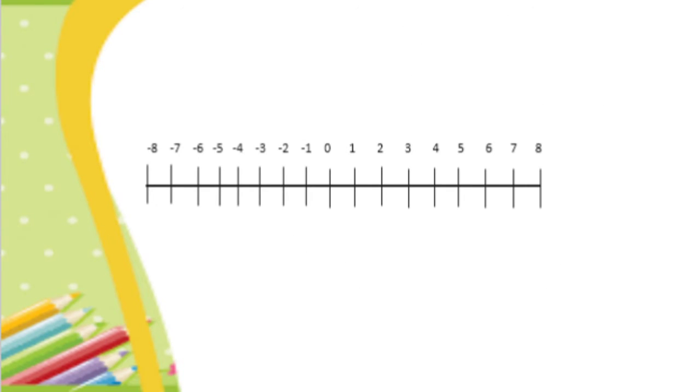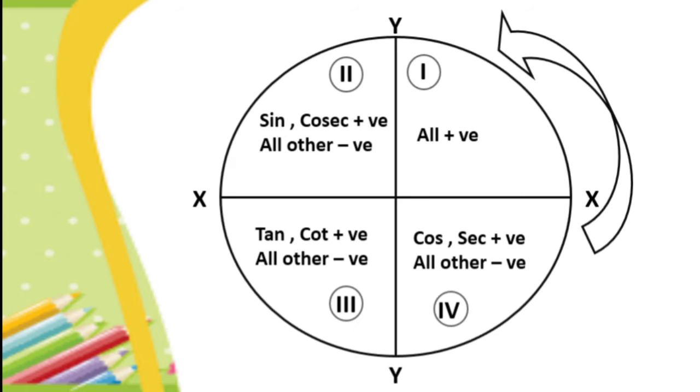Now you have seen that whenever we move from positive to negative, we have to pass through zero. Zero is the main point which distinguishes the positive from the negative. Here on the x-axis it's 0 degree.